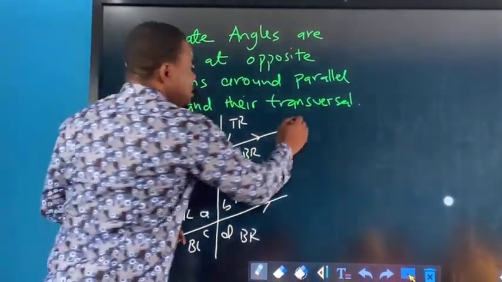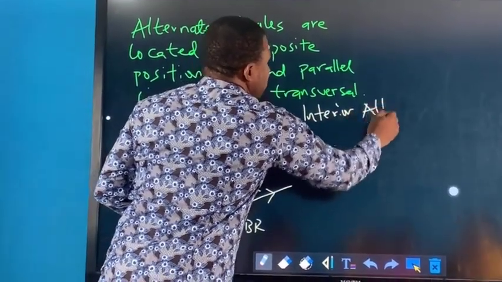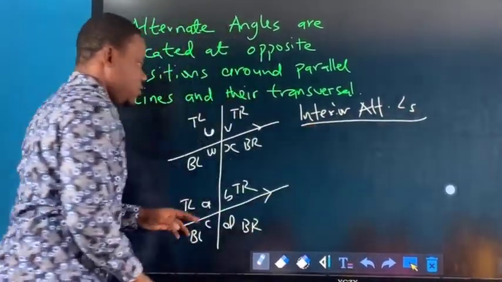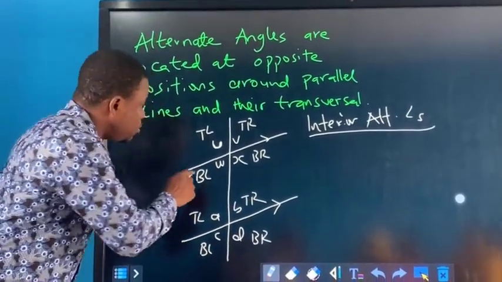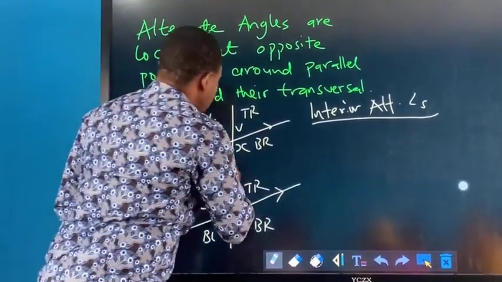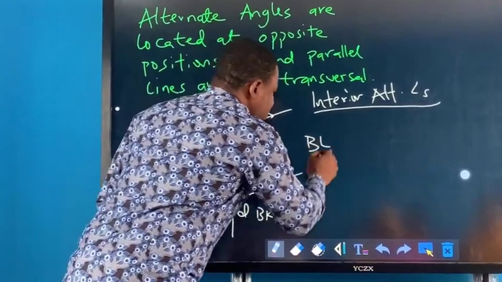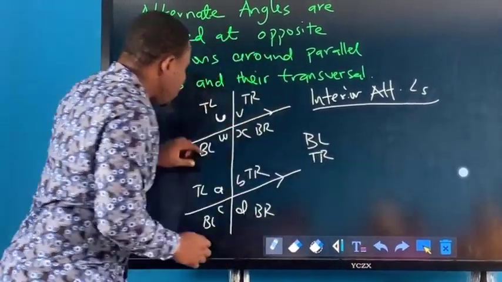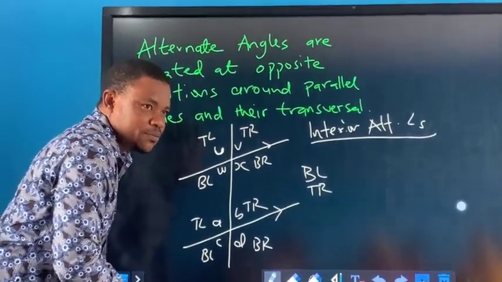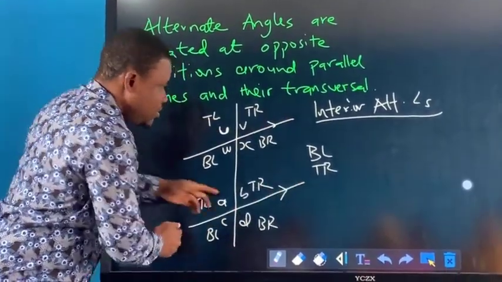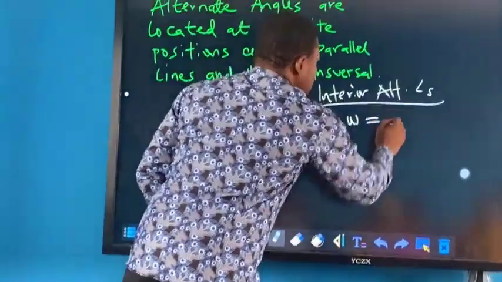So let's deal with interior alternate angles first. Right? So look very well. Look at this. W is bottom left, right? What's the opposite of bottom left? Top right. Are you getting it? So if I have bottom left here, which angle inside this space is top right? B. You get it, right? So W will be alternate to B.